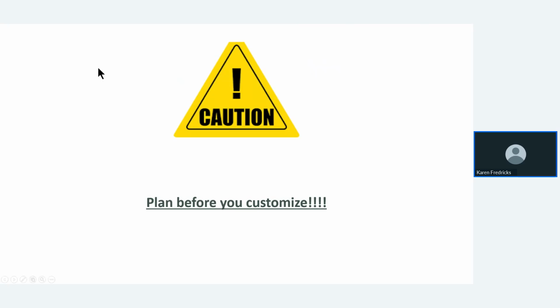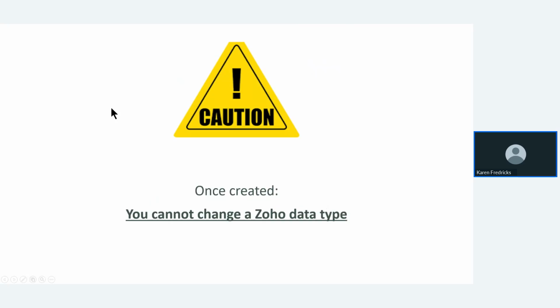So plan. Now, this one's not going to be popular. You cannot change a Zoho data type once you've created it. And I've had a couple of people that were very upset with me about that. And here's the reason.